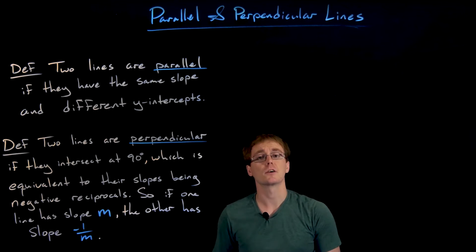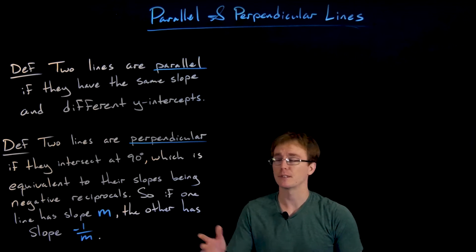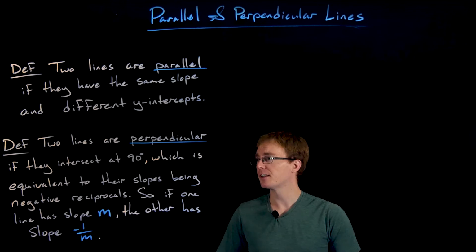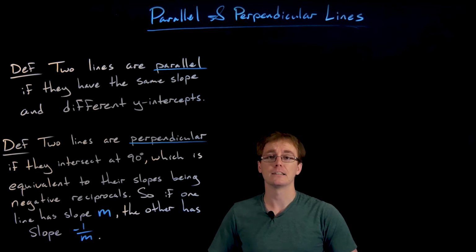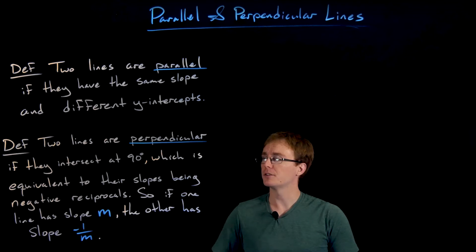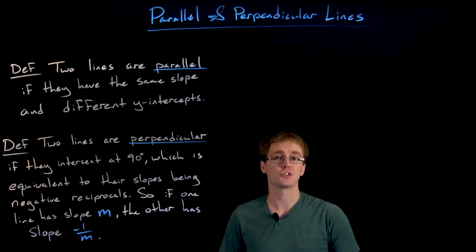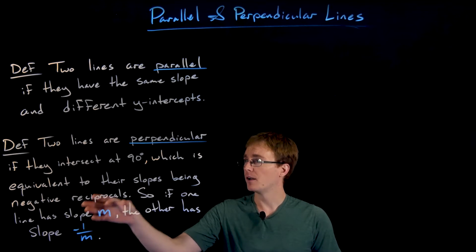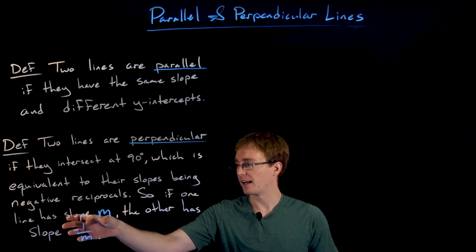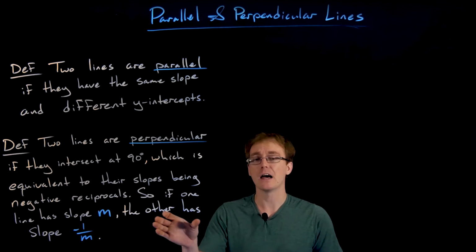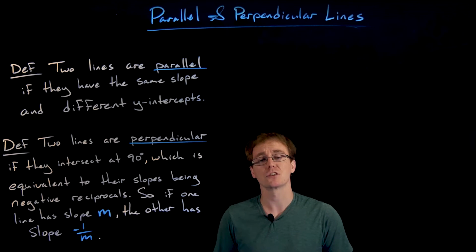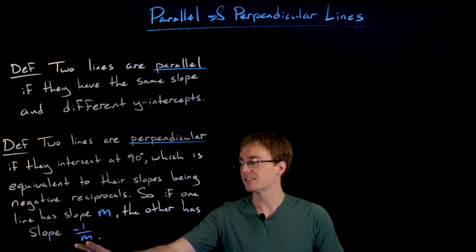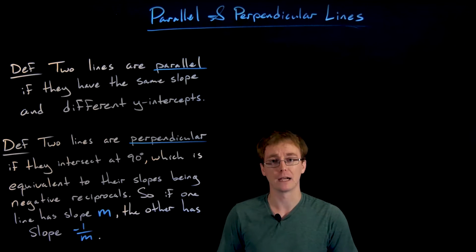So let's go ahead and start our discussion about perpendicular lines with the definition. We say that two lines are perpendicular to each other if they intersect at a 90-degree angle, which is equivalent to their slopes being negative reciprocals of each other. What that means is if one of our pairs of perpendicular lines has a slope of m, then the other line is always going to have a slope that is the negative reciprocal of the first line. So that means its slope will be negative 1 over m.